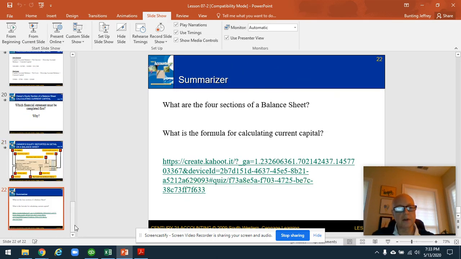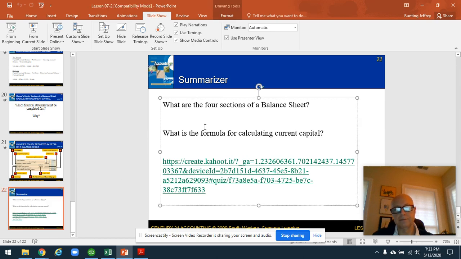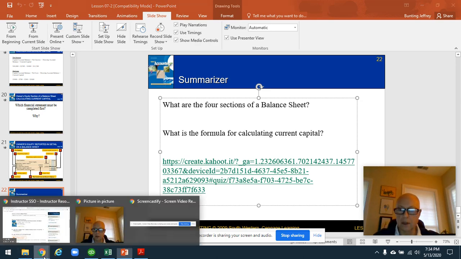So 4 sections of the balance sheet. Heading, assets, liabilities, owner's equity. Formula for calculating current capital, starting capital balance plus net income minus owner's drawing equals owner's equity on the last day of the month, which matches with your income statement. You guys with me? Okay, let's go to Aplia. Then I'm going to let you go.